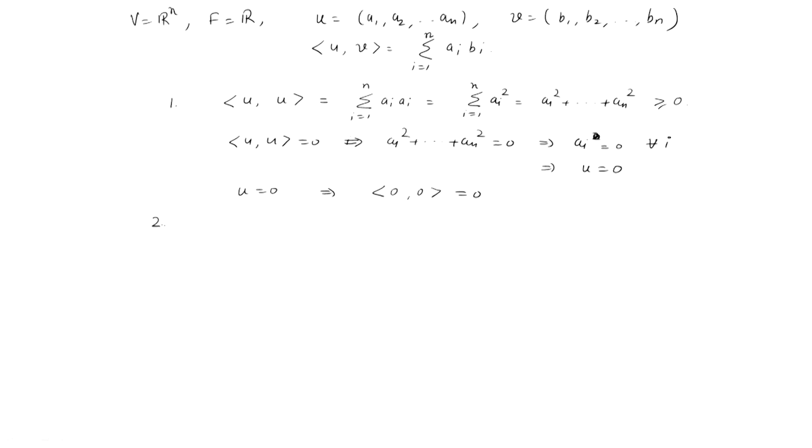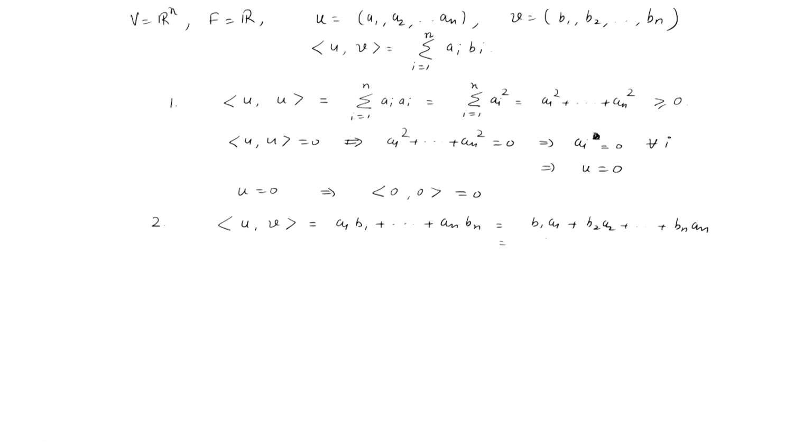Now, for the second property, you can see inner product of U comma V. If you write it, it is A1 B1 plus A2 B2 and so on up to An Bn. This can be written as B1 A1 plus B2 A2 and so on up to Bn An.